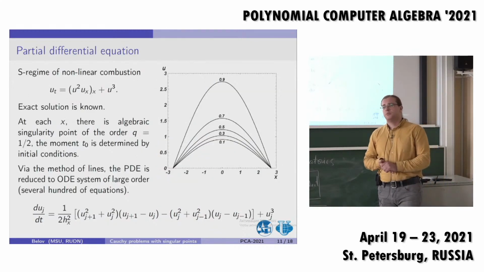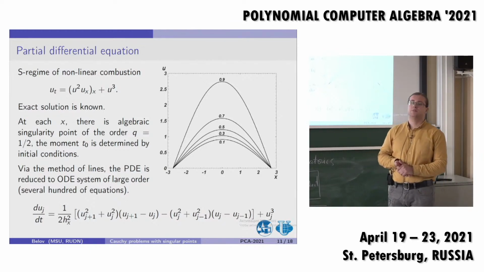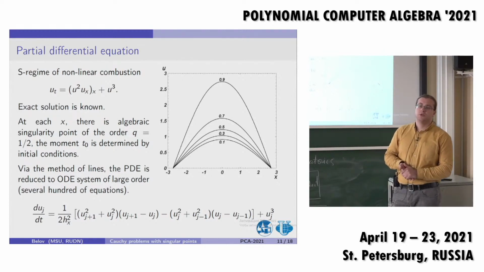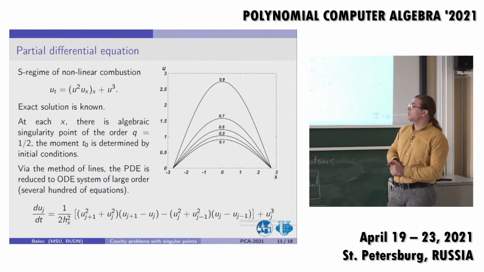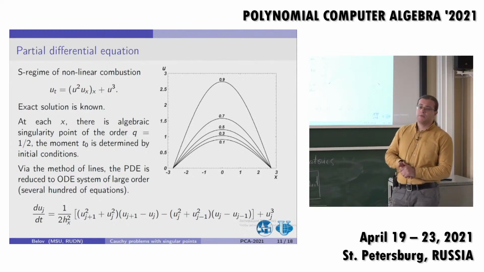The proposed approach can be used for partial differential equations also. As an example, we considered a classical problem of the S mode of nonlinear combustion. It's a semi-linear parabolic problem with a nonlinear right-hand side. It has no exact solution in terms of elementary functions. At each spatial point, there is an algebraic singularity, and the moment of the singularity is the same for all x, and it is determined by the initial conditions.